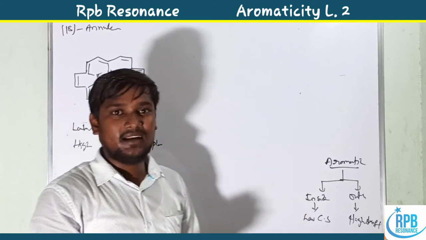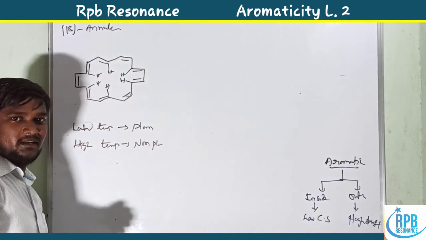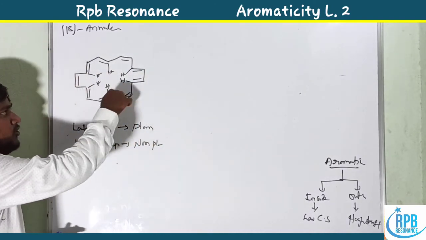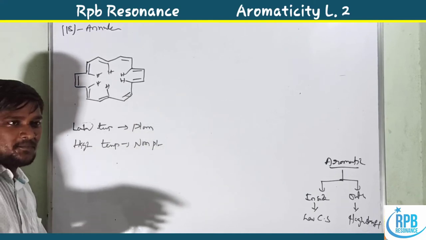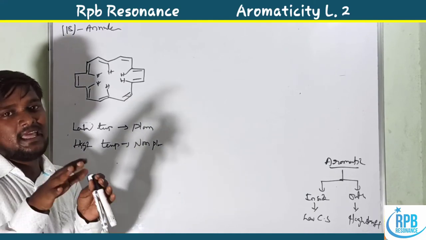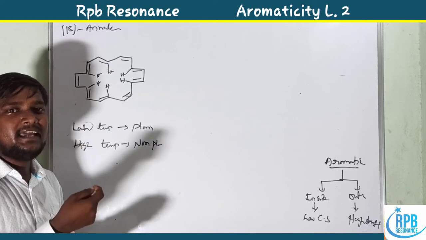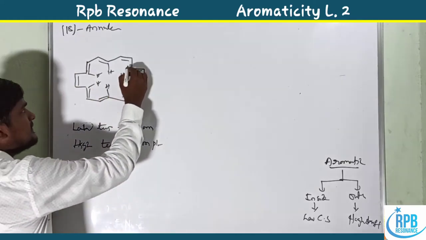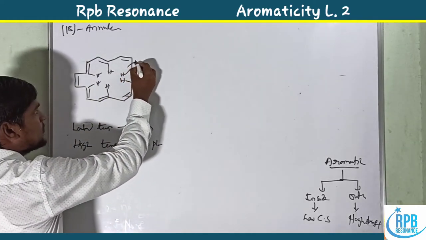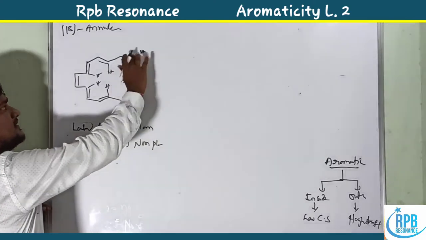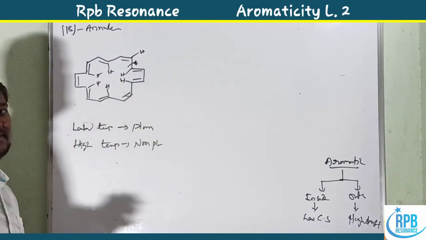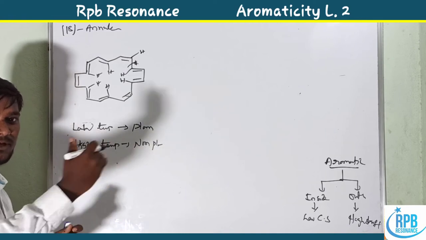Similarly, in NMR spectroscopy, at lower temperature the inside protons and outside protons appear as distinct ones. But at higher temperature, the inside protons become outside and the outside protons become inside. So this much ring flipping takes place: inside protons become outside, and outside protons become inside.